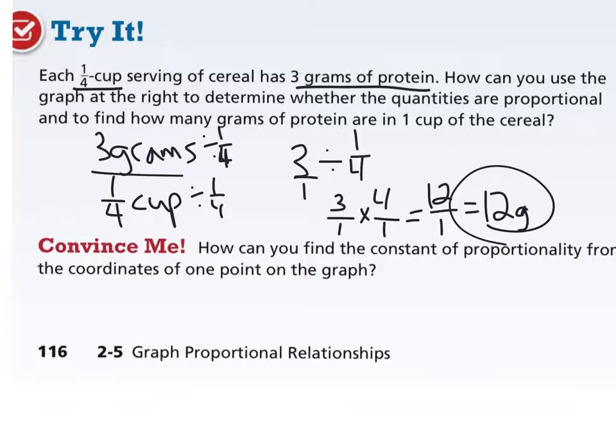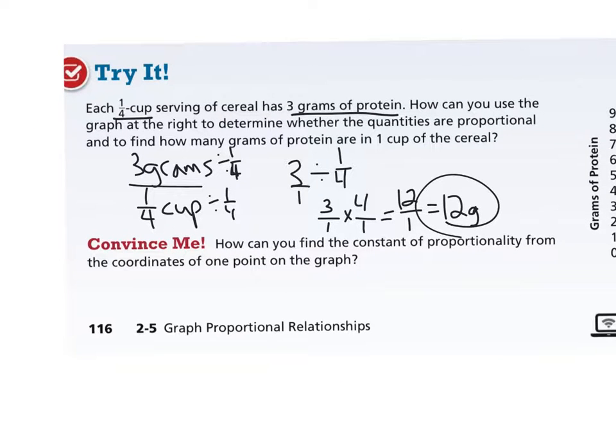They told us it's 1/4 of a cup for every 3 grams. Every 1/4 cup is 3 grams of protein. So just by their statement, we should probably know that it's going to be proportional. And then technically just working that out, we could figure out how many grams of protein for 1 cup. And again, some of you may have different ways of drawing pictures or other methods that you might find helpful to figure out the answer of 12 grams.